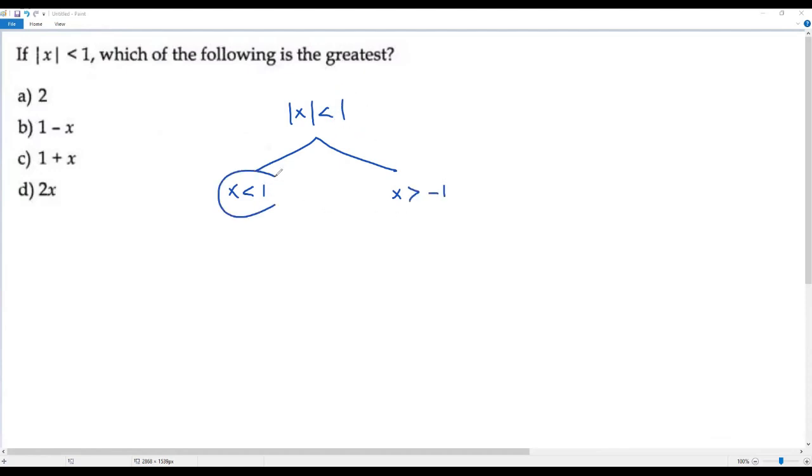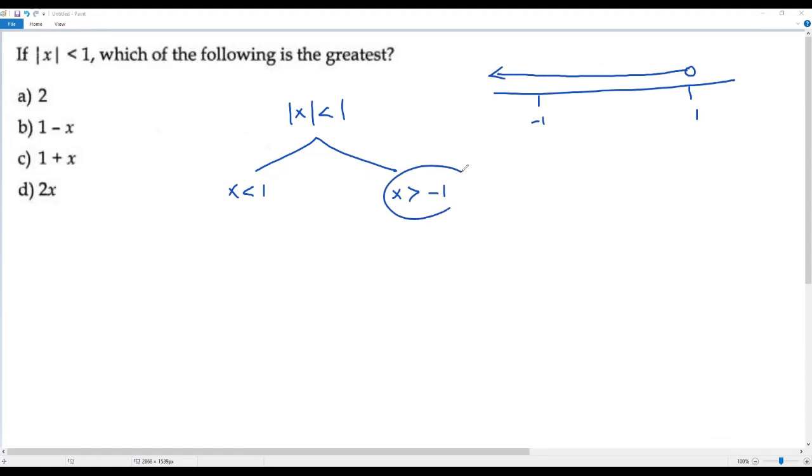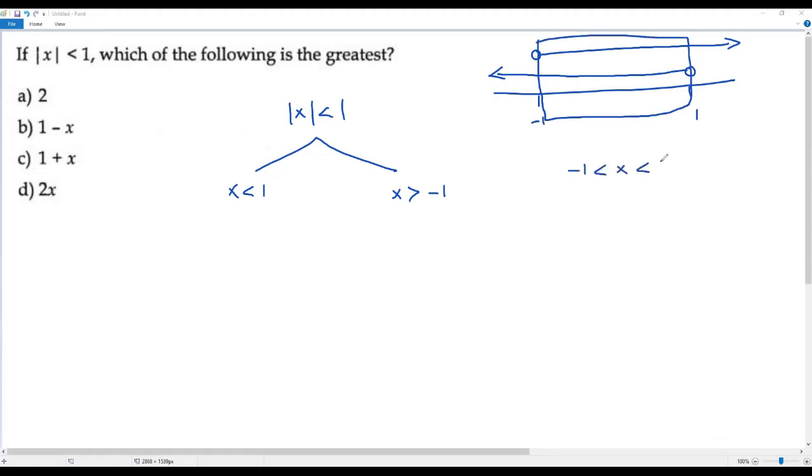Okay, now let's graph these two solutions. Let me draw a number line. Let me take -1 and positive 1 over here. This one says x is less than 1. Let me take an empty circle. Less than 1 means I have to move to the left side. And this one says x is greater than -1. Let's take an empty circle over here, greater than -1. Then we have to move to the right side. What is the common region of both the solutions over here? That is between -1 to +1 over here. So we can write this one as -1 < x < +1.